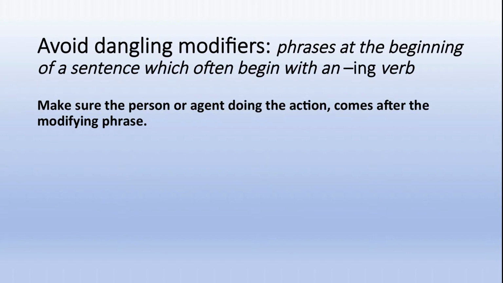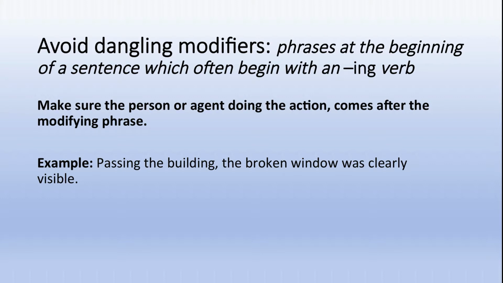You also want to avoid using what are called dangling modifiers. These are phrases, often at the beginning of a sentence, which do not make clear who or what is doing the action in the next part of the sentence. One way to check for dangling modifiers is to see if you have a phrase at the beginning of your sentence which starts with an ing verb.